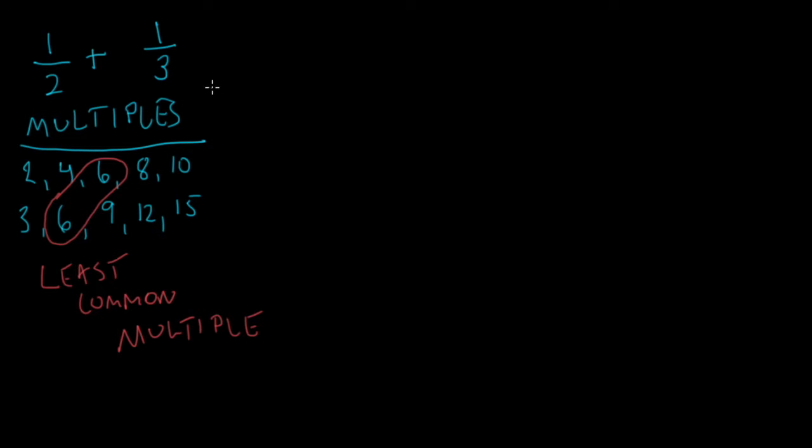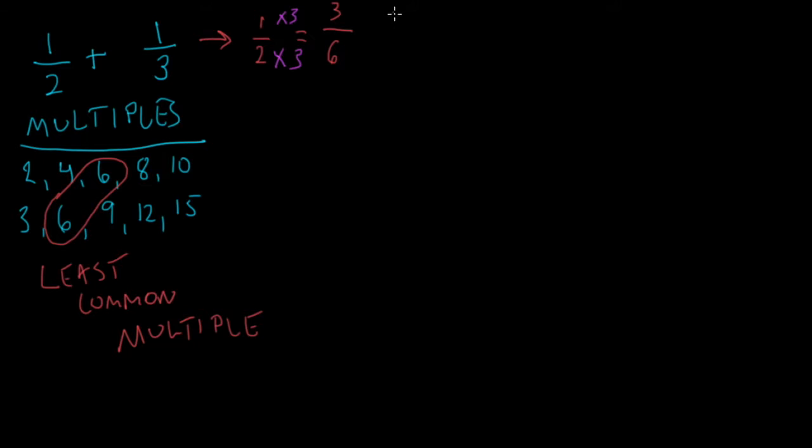So this means we need to change both of these fractions. We'll start with 1/2. What would 1/2 equal with a denominator of 6? Whatever we do to the bottom, we need to do to the top. We multiply the bottom by 3, so 2 times 3 is 6, so 1 times 3 is 3. So our new fraction is 3 out of 6.